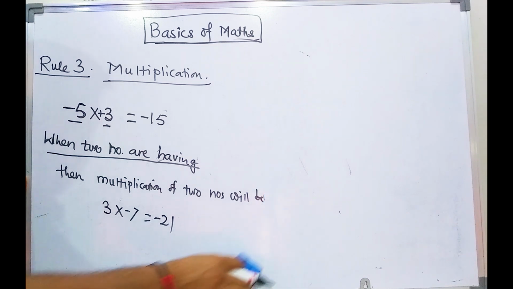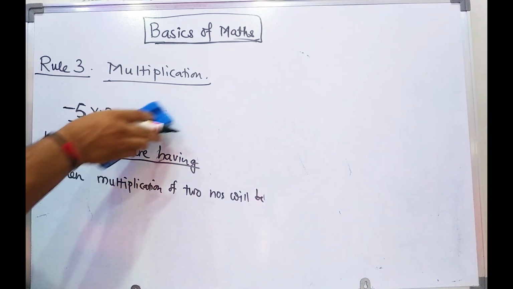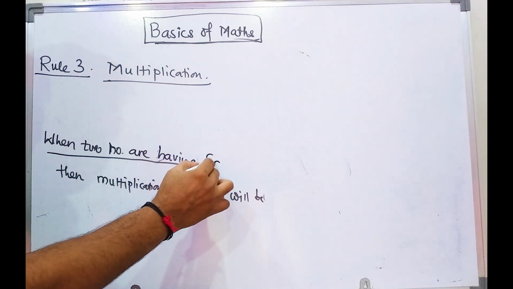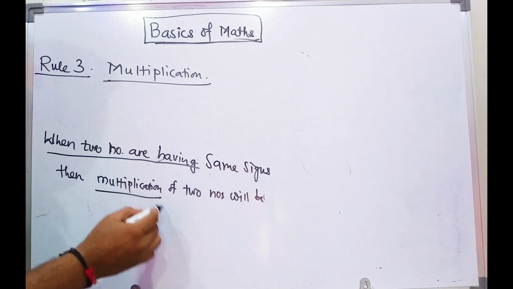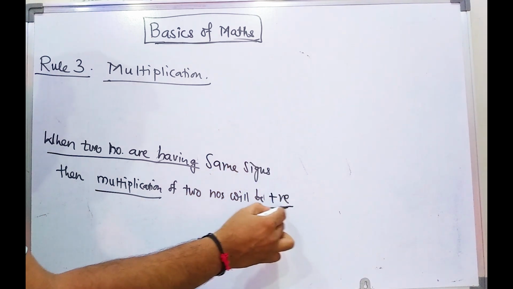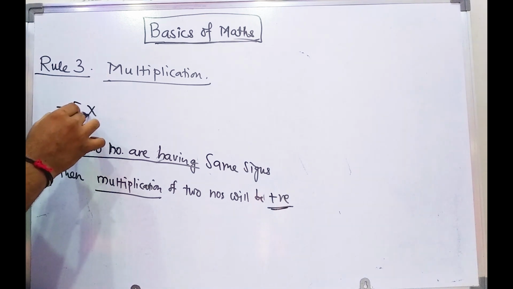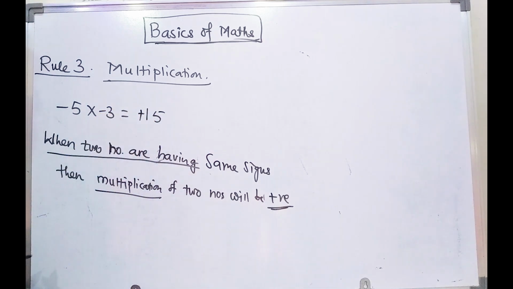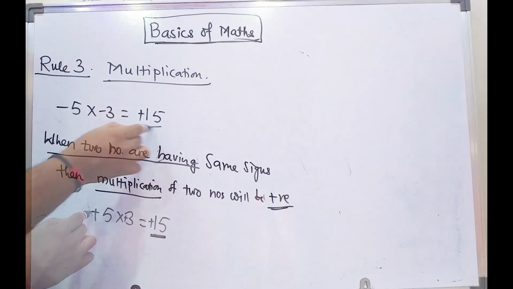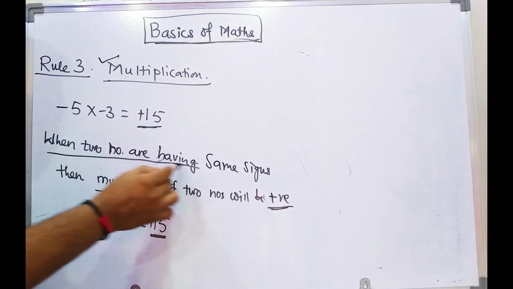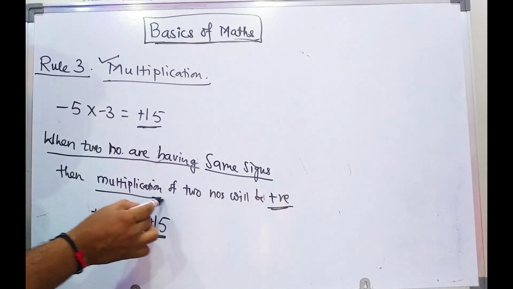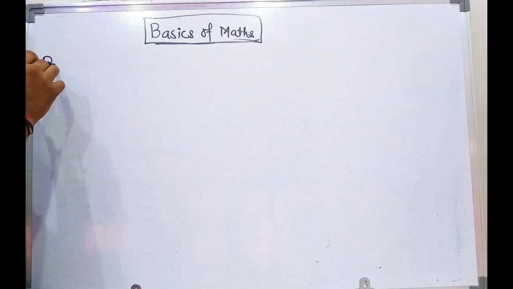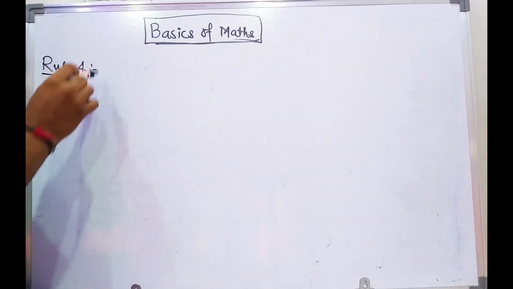Now let us see what will be the multiplication of numbers having similar signs. When the two numbers have the same signs, then the multiplication of two numbers will be positive. Now let us say -5 into -3. It is 15 and the answer is +15. So in multiplication, when two numbers have the same signs, then the answer has a positive sign.